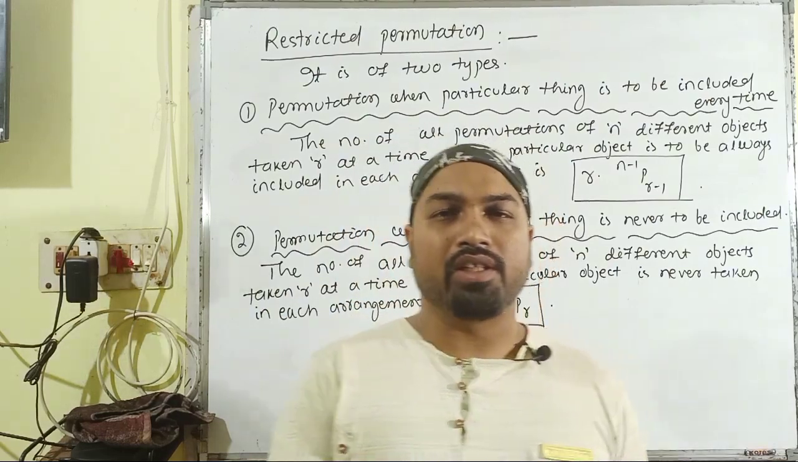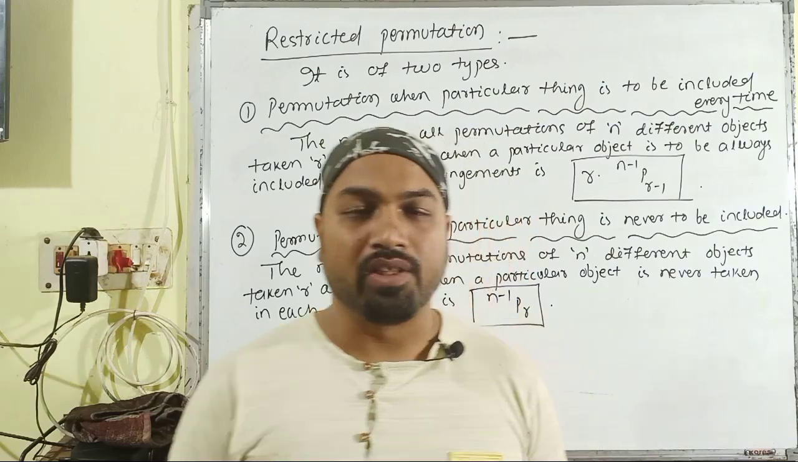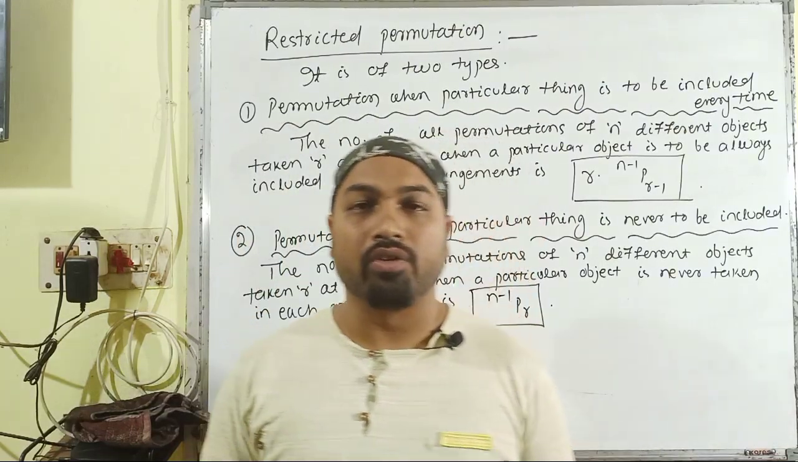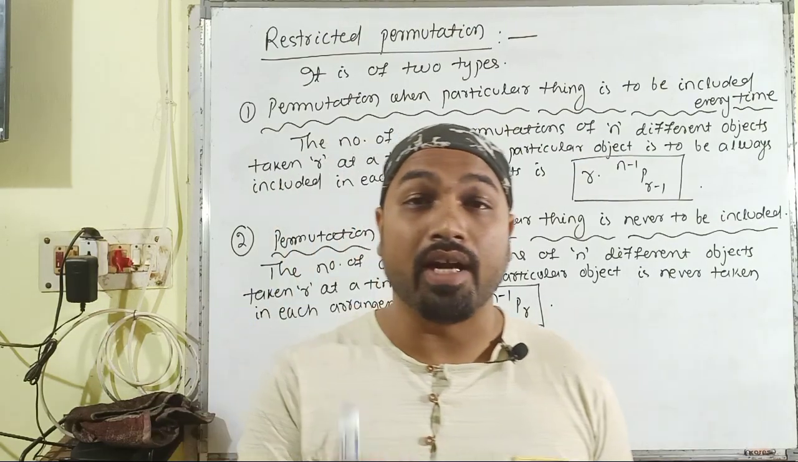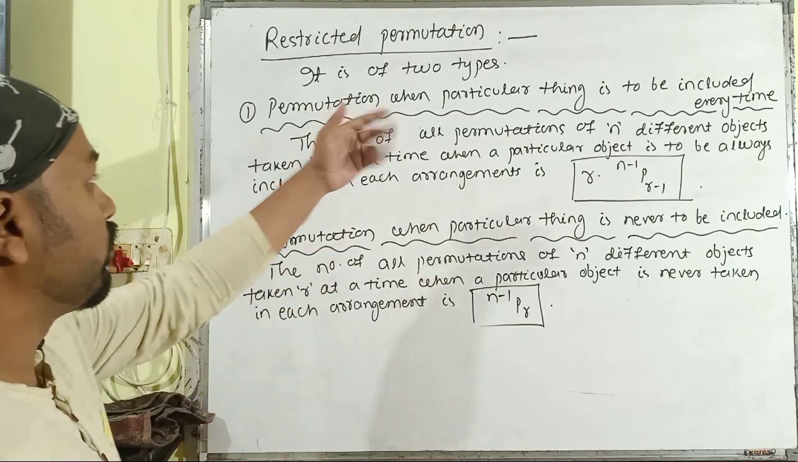Till now we have discussed the fundamentals of permutation, types of arrangements, and types of permutations. In this particular session we are going to discuss restricted permutation. So this is the first part. It is of two types.